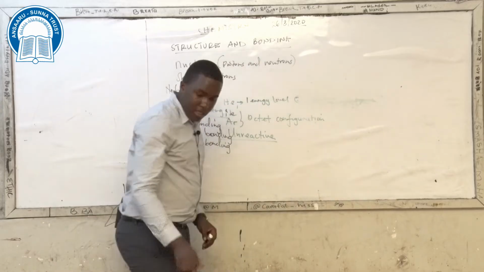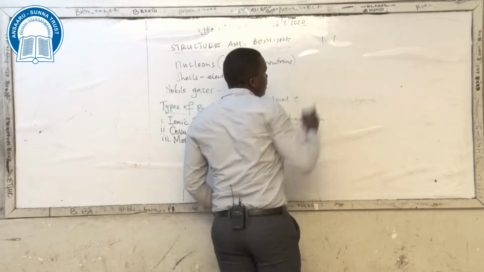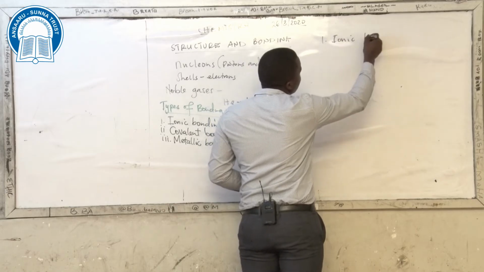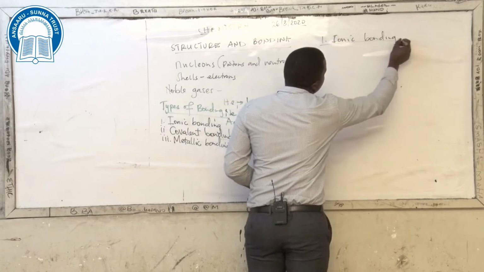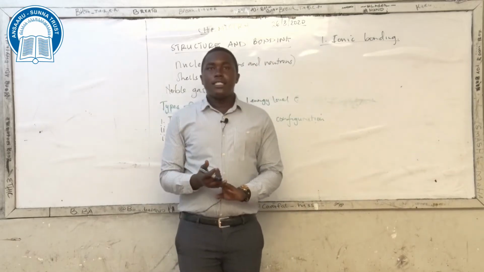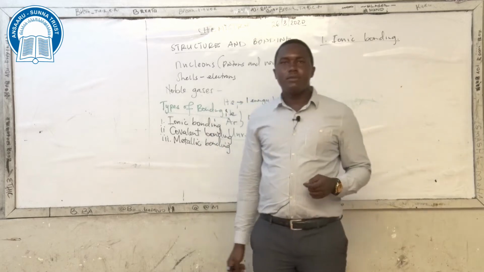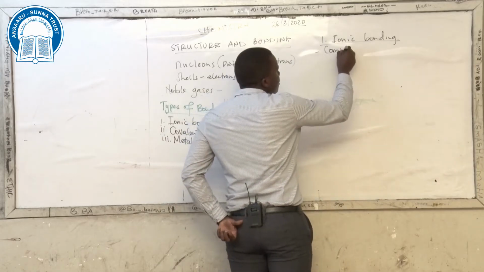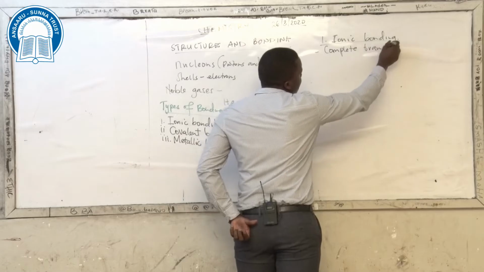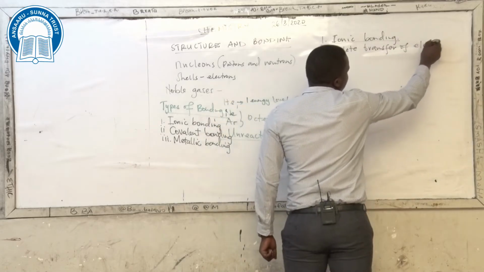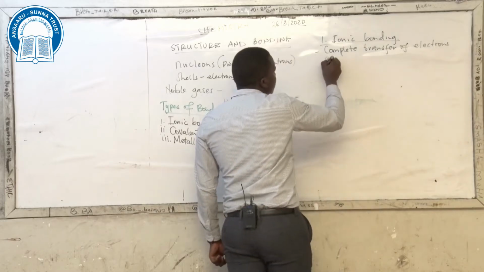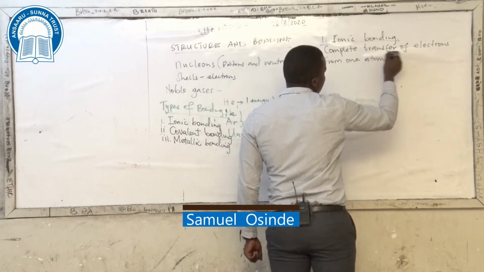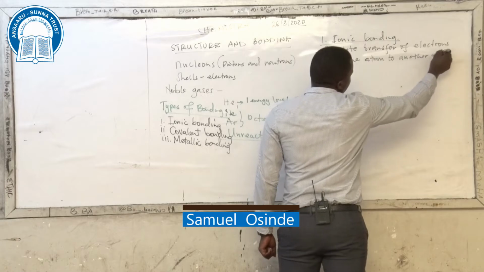So let us start with ionic bonding. It is important to know that ionic bonding takes place when there is complete transfer of electrons from one atom to another atom.